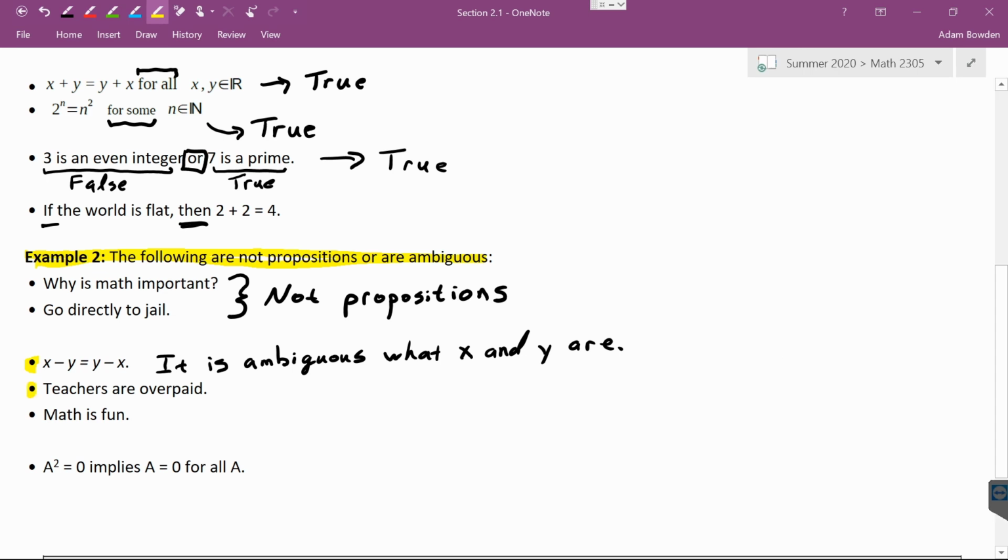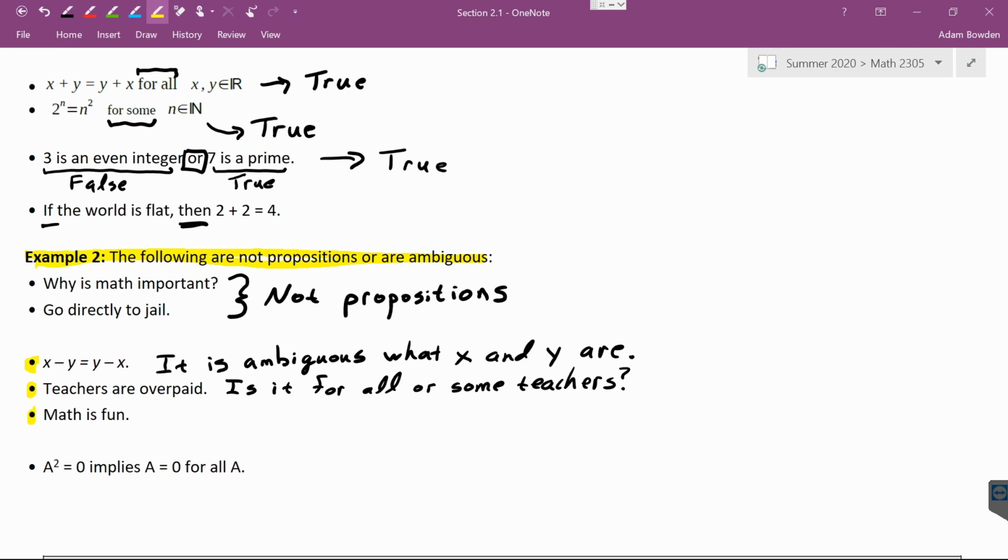The next one is also ambiguous because it doesn't state, are we dealing with all teachers or some teachers? So until we clear up that ambiguity, it's really hard to say true or false in general. And then the last one that says math is fun, again, same kind of idea. We don't know, is it all math or is it some math that is fun? We need to specify, are we talking about all of it or some of it if we're going to be thinking about a true-false value for that type of proposition.